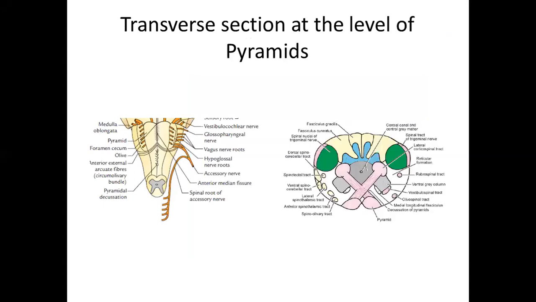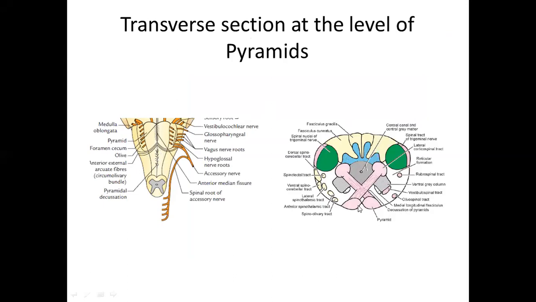Now we'll start with the internal features of the medulla oblongata. So firstly, we'll be seeing the transverse section at the level of pyramids. And what were the pyramids? They were the bulgings which were produced on both sides of the anterior median fissure, and they're produced by the assembling of the corticospinal fibers, right?